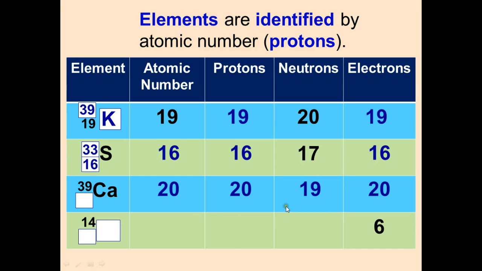Try doing this one on your own. If you want, you can pause the video, do it, and then check your answers. If we have the number of electrons, we have the number of protons and the atomic number.